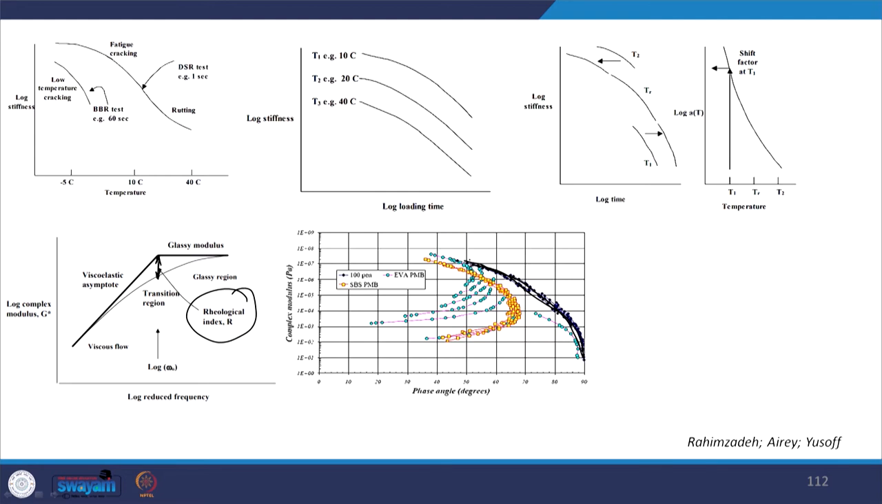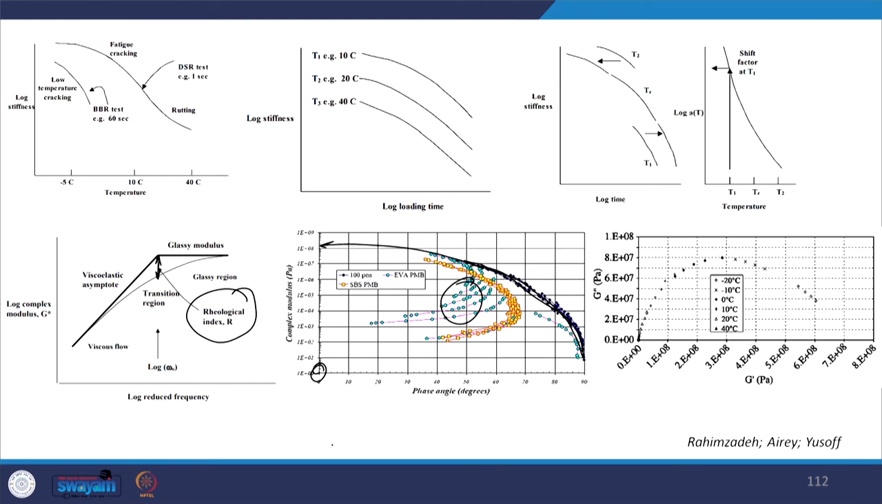For polymer modified binder, for binder with high asphaltenes, for binder with high waxes, we sometimes get disjointed black diagrams, which you can see here, and this shows that there is a breakdown of time temperature equivalency in such cases, all right. And as I was saying, for identification of the glassy modulus, you can just extend, extrapolate this to find out the glassy modulus. So this is the modulus at the phase angle of zero.